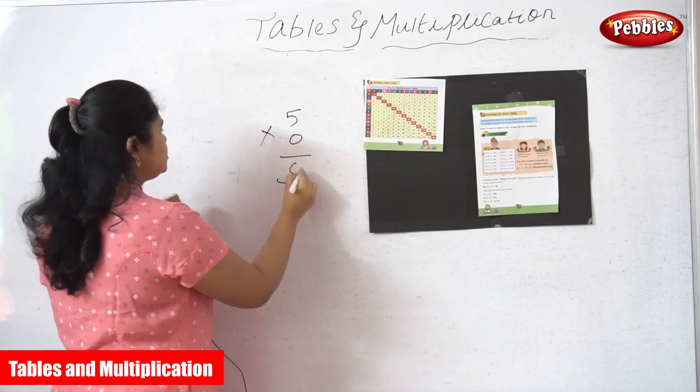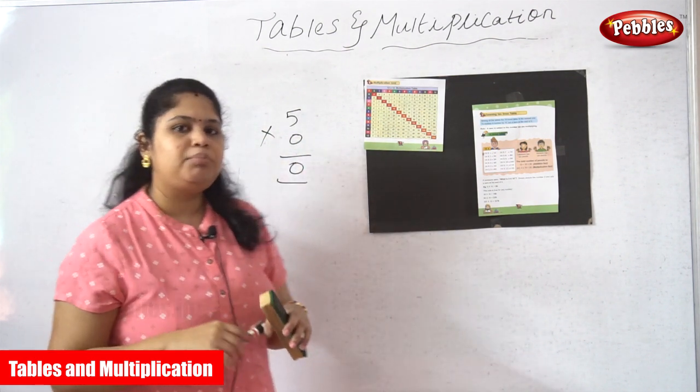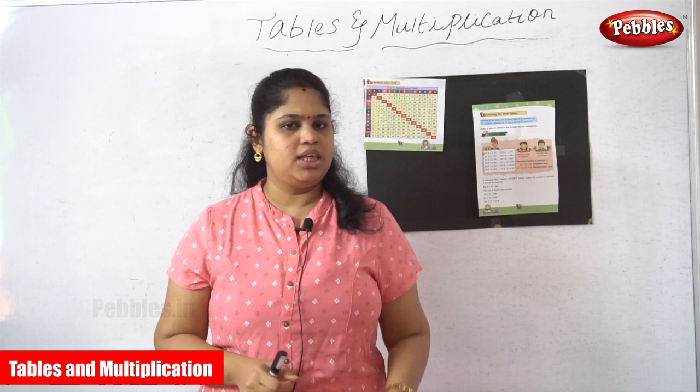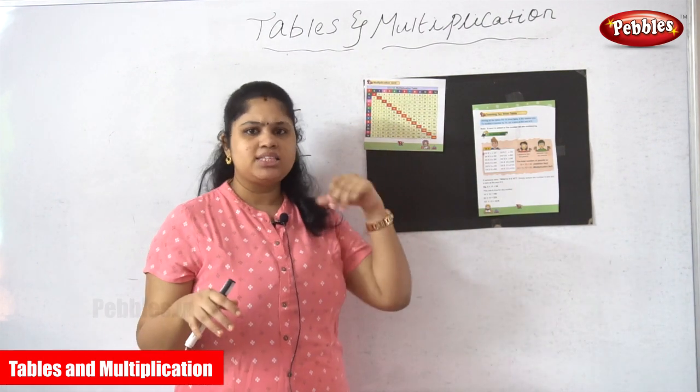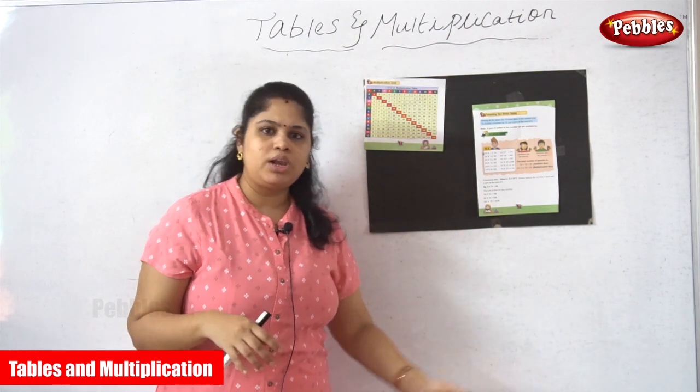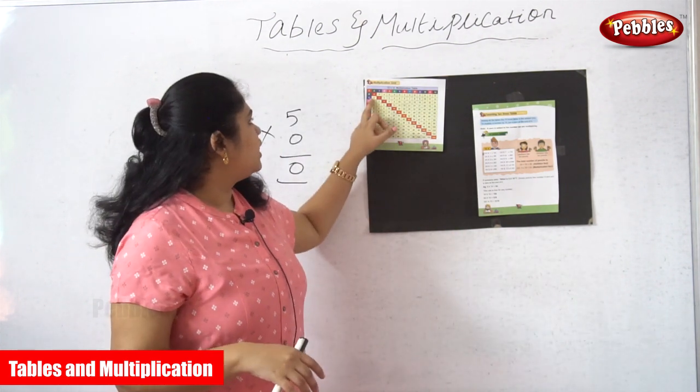So what is the condition? Any number that is multiplied by 0, the answer will be 0. That is, 0 into 12 is 0. Okay, so next is 1.